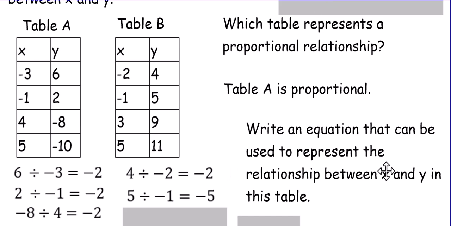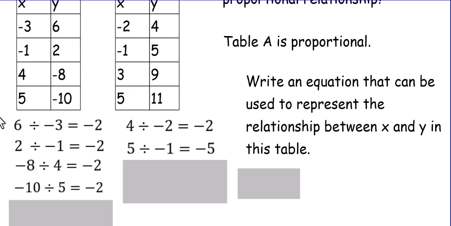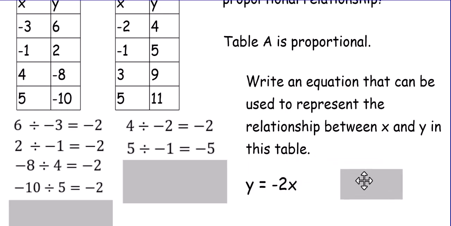Now, the second part of this asks us to write an equation that can be used to represent the relationship between x and y in this table. So since table A is proportional, it's actually really easy to write an equation to represent this. The equation is always going to be of the form y equals kx. K happens to be that constant ratio. So a simple equation we can write to represent this is that y equals -2 times x. Sometimes we will use different variables instead of x and y if we know what those variables represent, but we don't here. So we're just going to stick with y equals -2x.